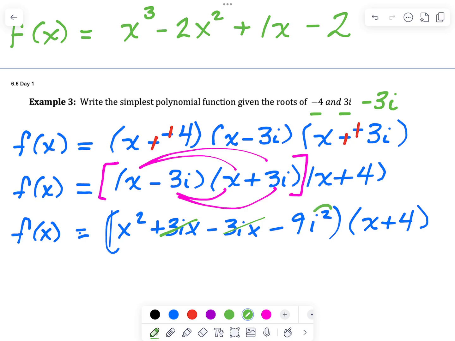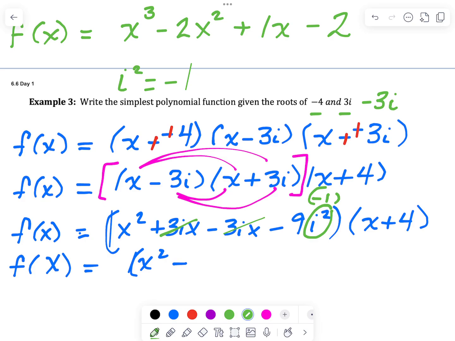And then we have another i squared. So that i squared gets replaced with negative 1. So when I replace this with a -1, what that does, it just changes the 9, makes it a +9.